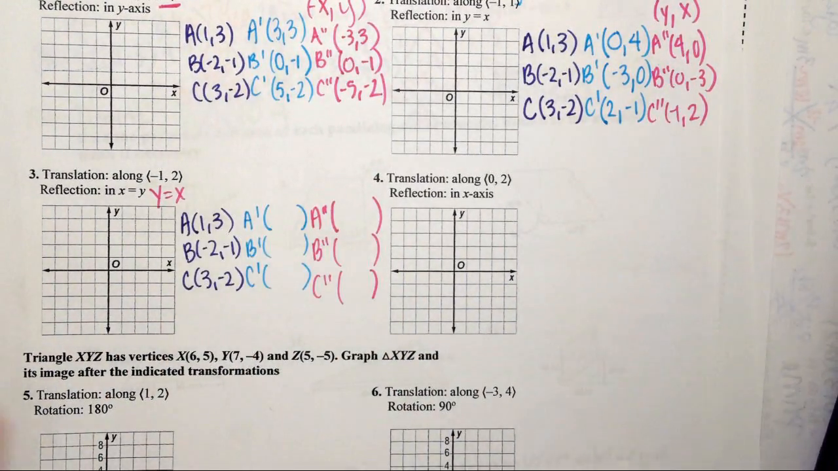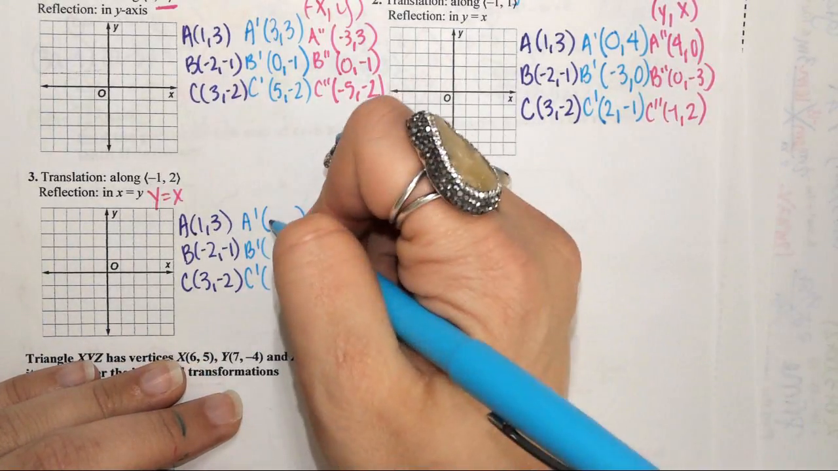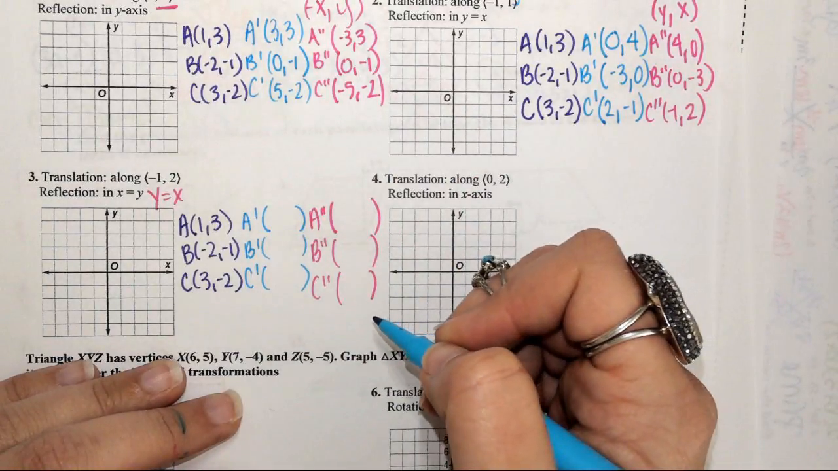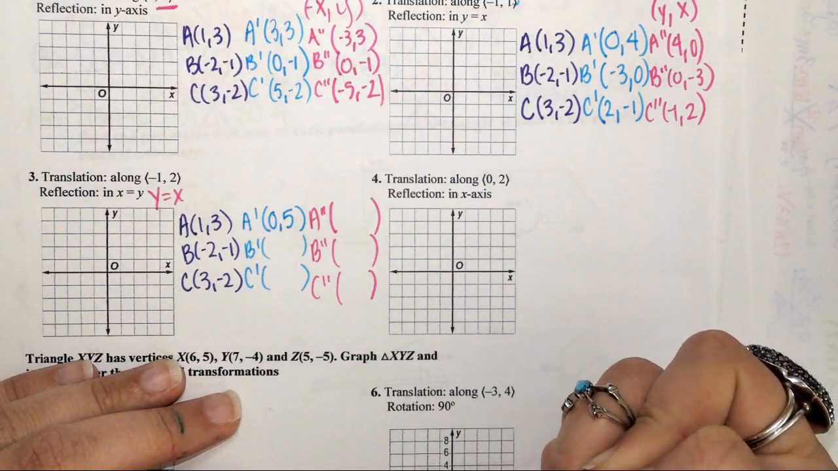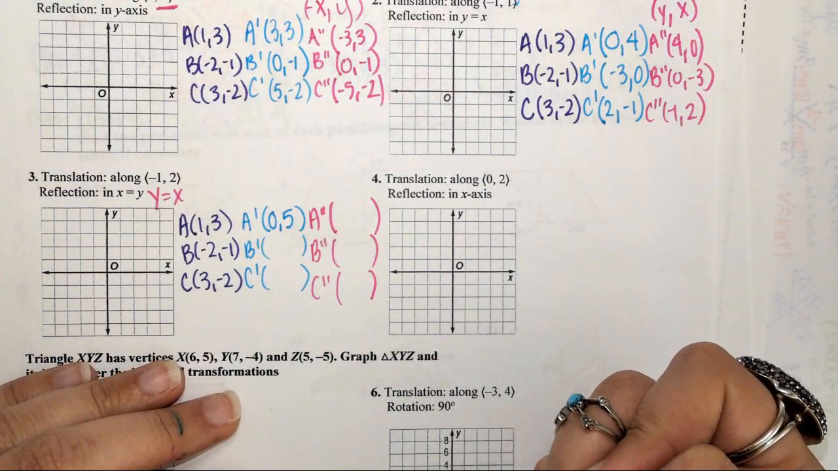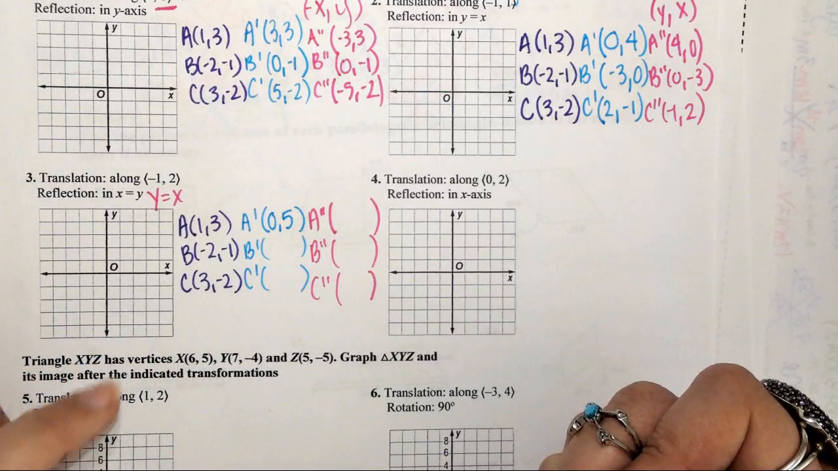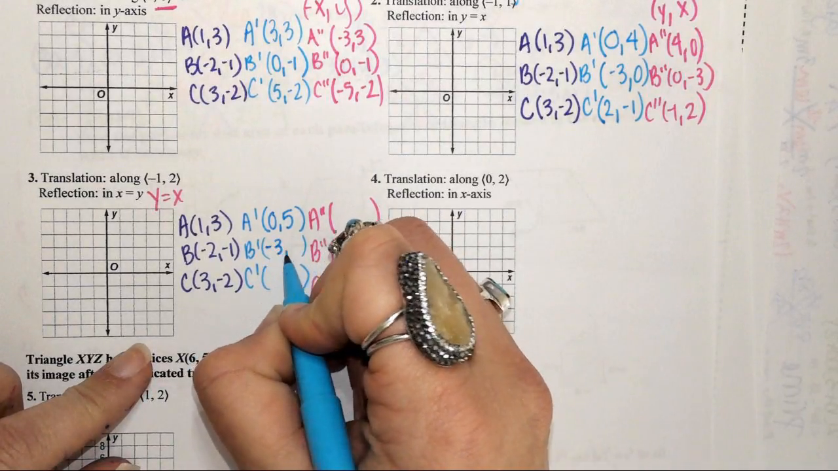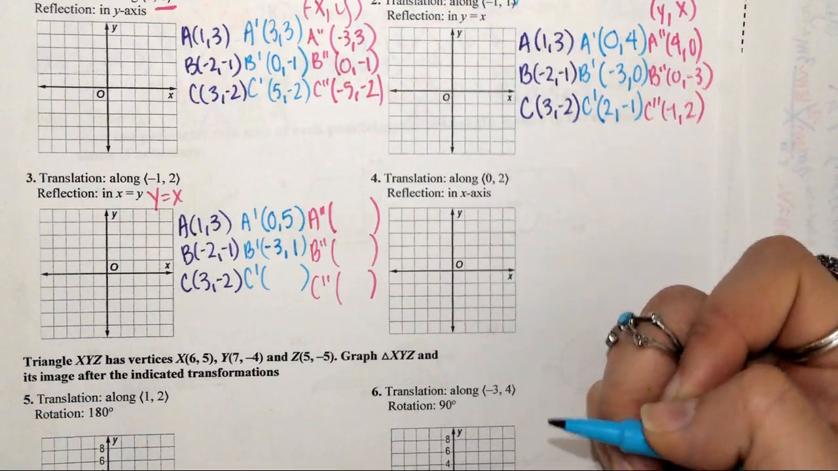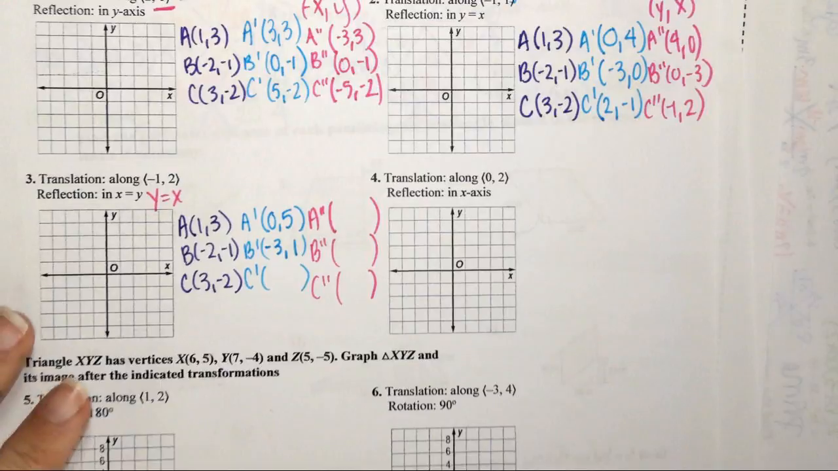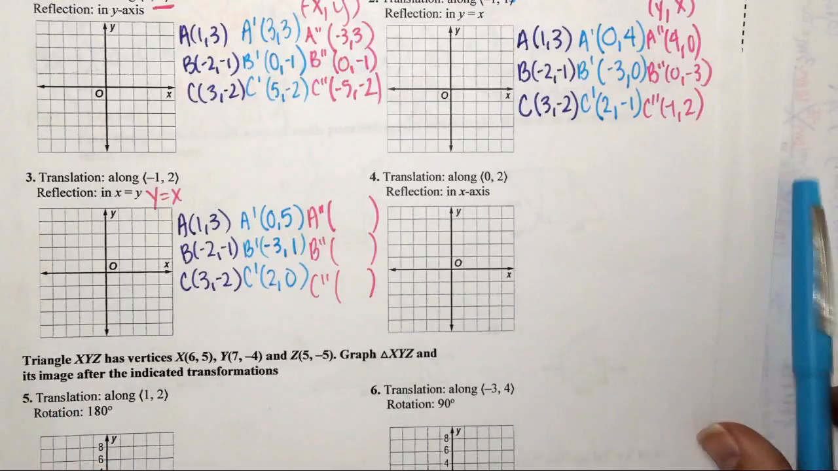All right, who had A prime? Raven. 0, 5. 0, -5, thank you. B prime. You get a point. Who had C prime? Did you say 2, 0? Good. Take a point.